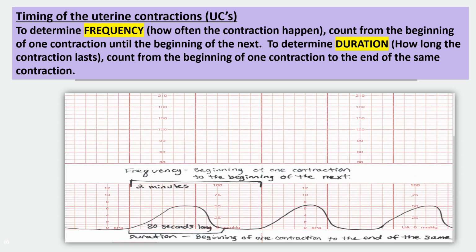And then lastly, you're documenting resting tone. Now on here with an IUPC, technically you put 0. It should really never be 0. It should be at least 10 to 20 for the resting tone on an IUPC. Okay, if you're measuring with an external, it's going to be soft. Okay, or if it's not soft, if she's not resting, you want to note that.